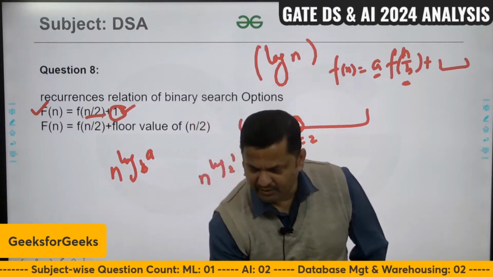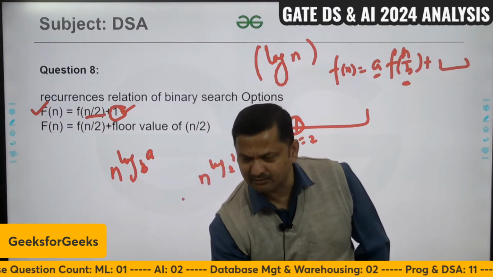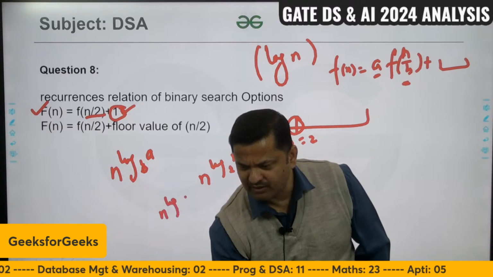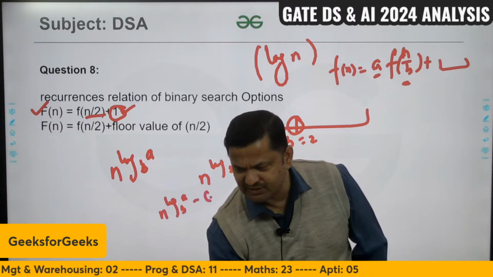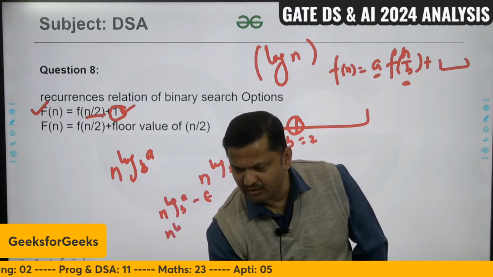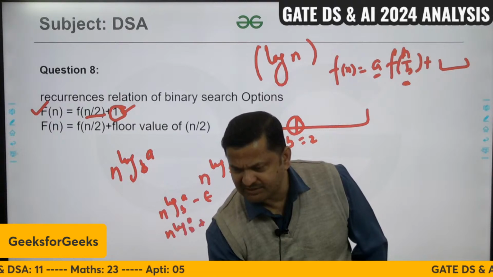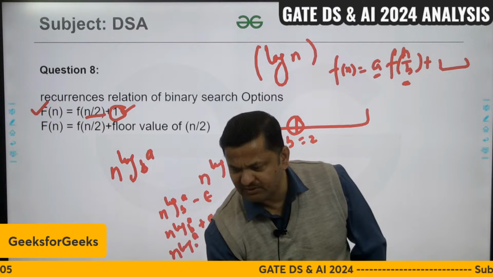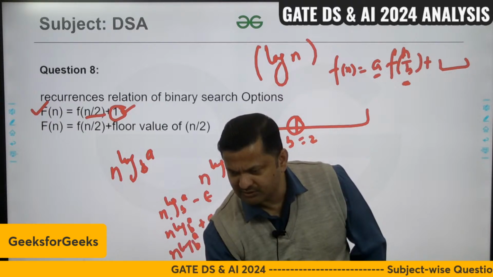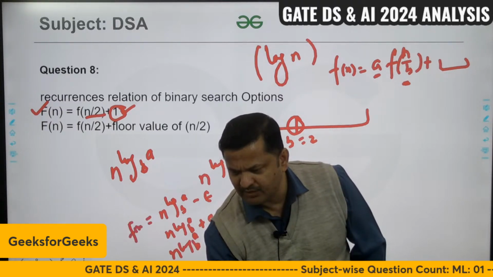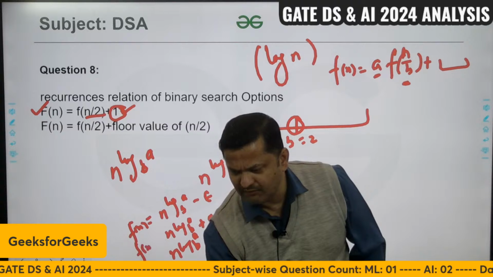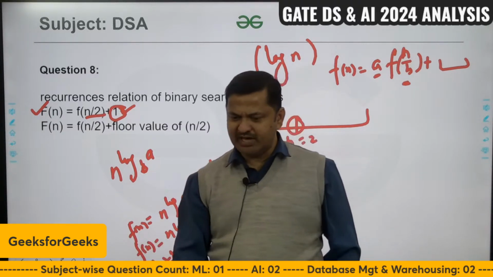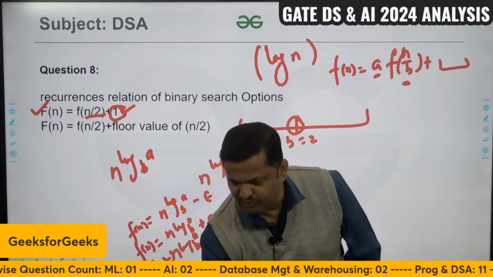Now there are 3 cases in the master theorem, if you can recall. The cases are n to the power log a base b minus epsilon, or n to the power log a base b plus epsilon, or n to the power log a base b. So either this is equal to f(n) or this is equal to f(n). Any one of these can be equal to f(n). Now if you look at this scenario, the third option is going to be the correct one.